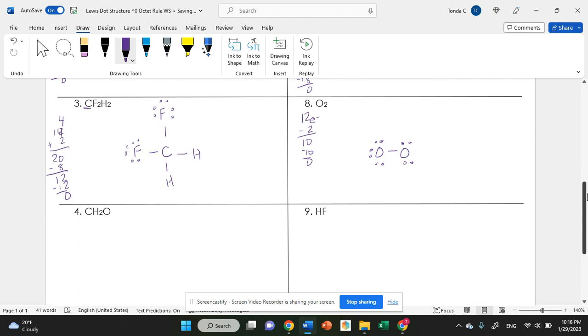Note that the oxygen on the left is happy because it has 8 around it, but the oxygen on the right doesn't. So since I've used up all my electrons, this is where I can make a double bond. So I'm going to steal these electrons to make it symmetrical and have that be one of my double bonds. Note here, everybody's happy now. Everyone has 8, so that works out.